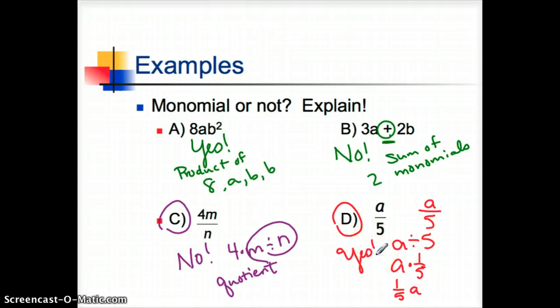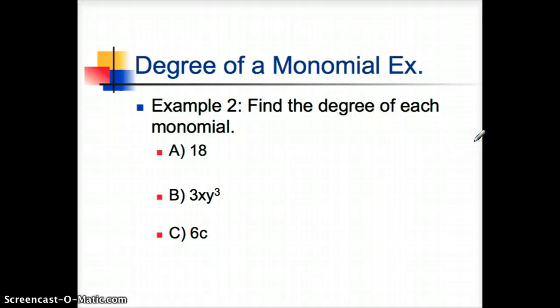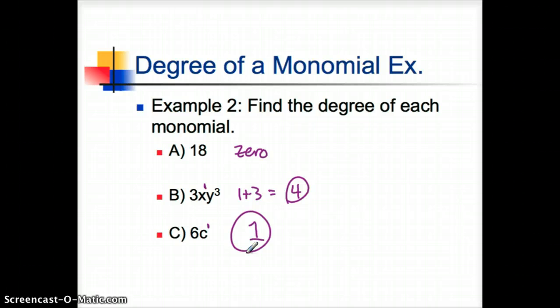All right, let's see if we can find the degree of some monomials. So remember, the degree is the sum of the exponents of its variables. So go ahead and try these problems on your own and see if you've got them, and then I'll come around with the answers. So 18, it has no variables, its degree is 0. 3xy cubed, so x has a little exponent of 1. y cubed has an exponent of 3. You're adding them. The degree is 4. 6c, the only variable there is c. It has a little invisible exponent of 1. Its degree is 1.